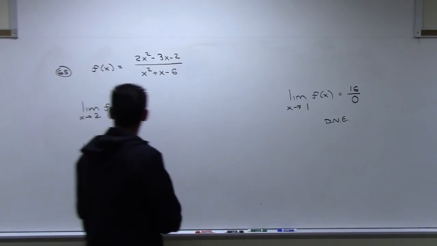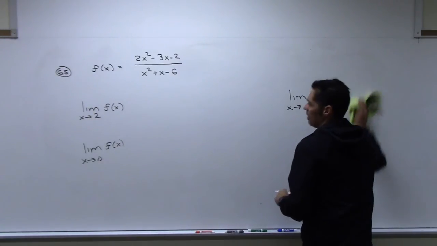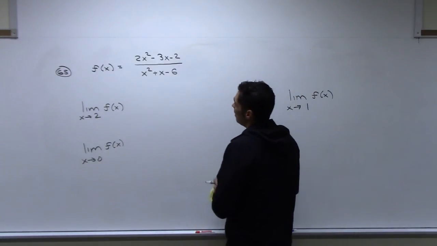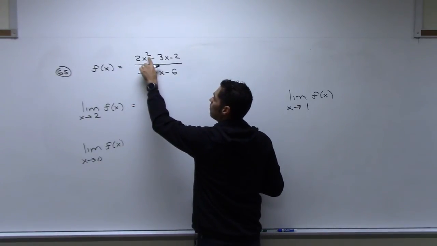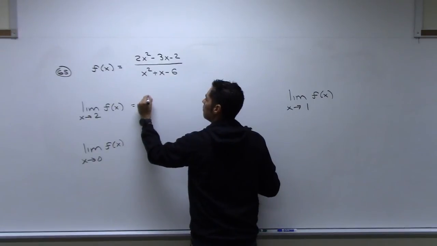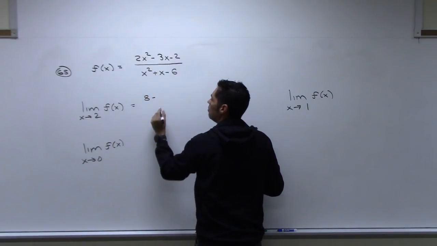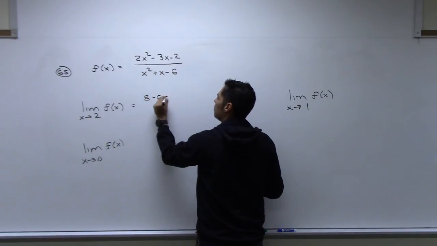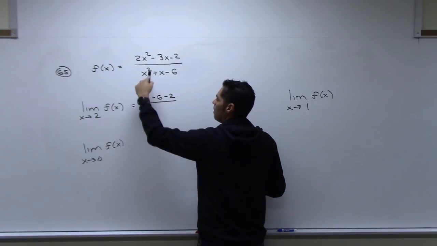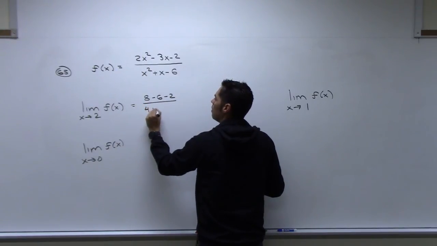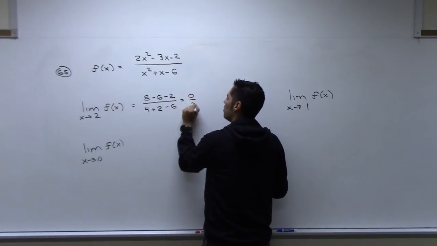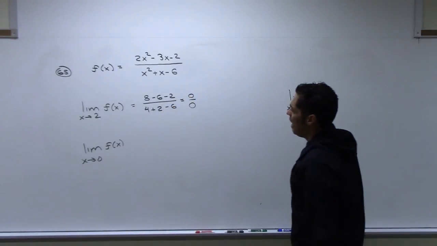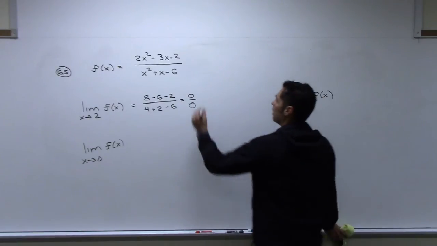All right, let's see what happens when x goes to 2. That's going to be a little messy. 2 squared is 4. 4 times 2 is 8. Minus 3 times 2 is 6. Minus 2. All over 2 squared is 4, plus 2 minus 6. So we're getting 0 over 0 here. And that's bad. So we need to try and do some factoring here.